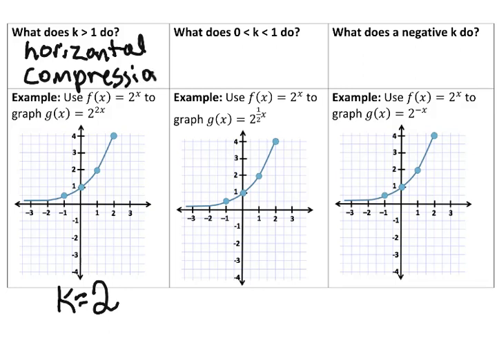And it's going to be a compression by the reciprocal of K. So it'll be a compression by 1 over 2, or a half. So what I do is I take all the x values and I compress them by a half. So this x value was originally 2. I multiply by a half, it becomes 1. This x value was 1. Multiply by a half, it becomes a half.